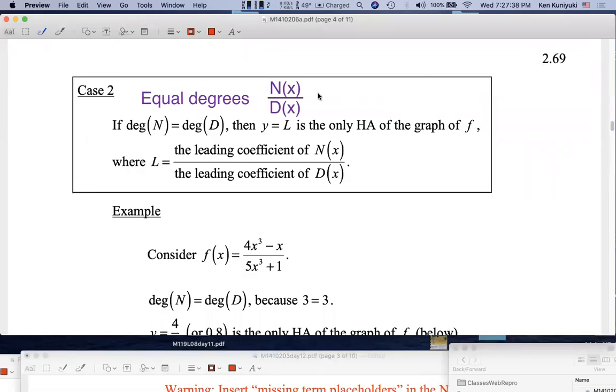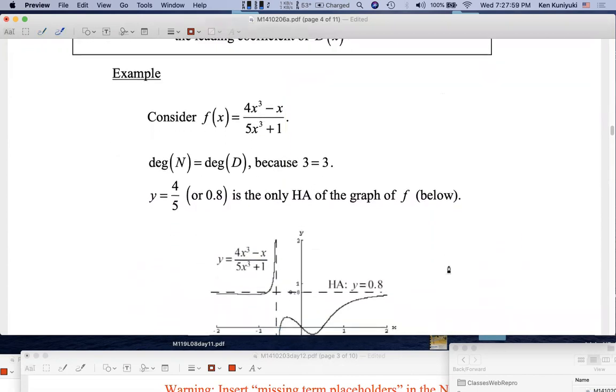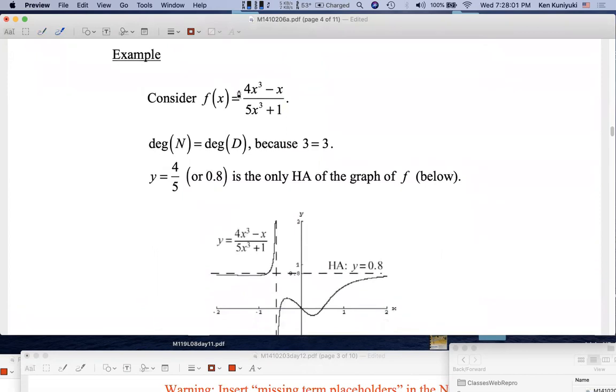Hi everyone. What happens if the numerator and the denominator have equal degrees as polynomials? Then there is one HA and it's at y equals L, where L is what number? Well, take a look at this. Consider f of x equals 4x cubed minus x over 5x cubed plus 1.